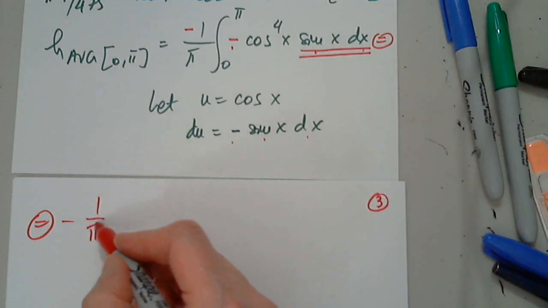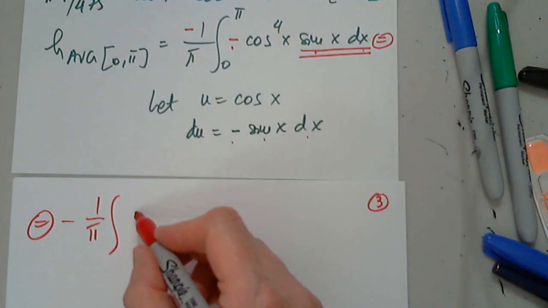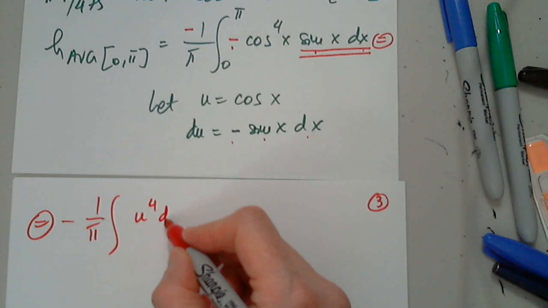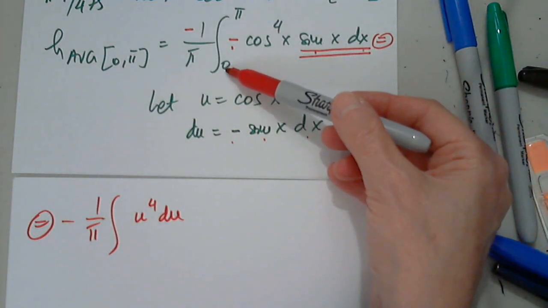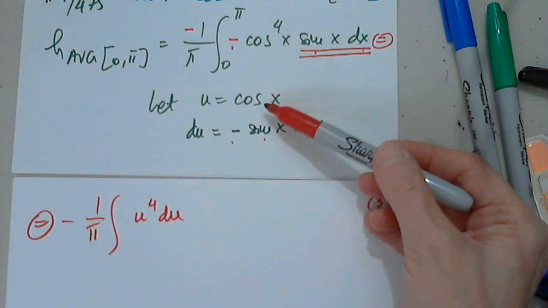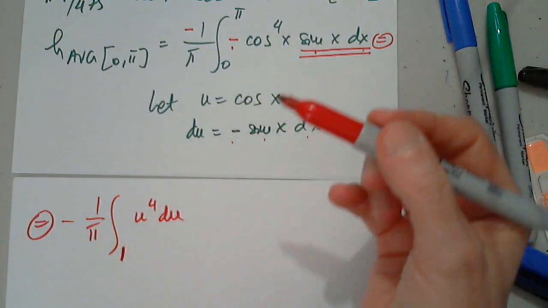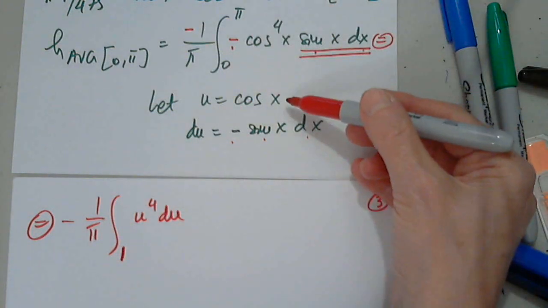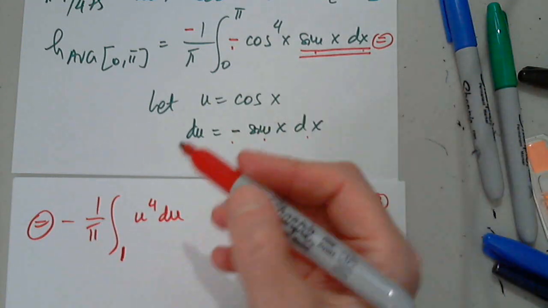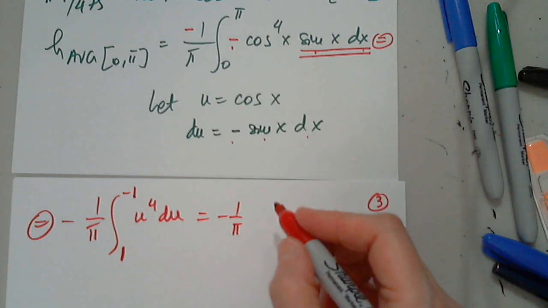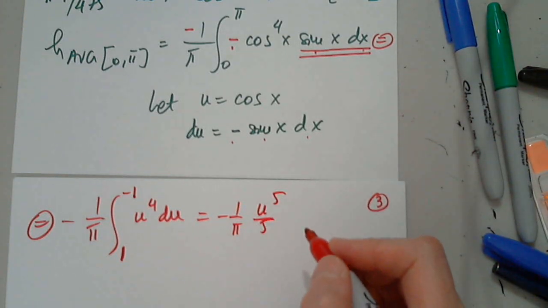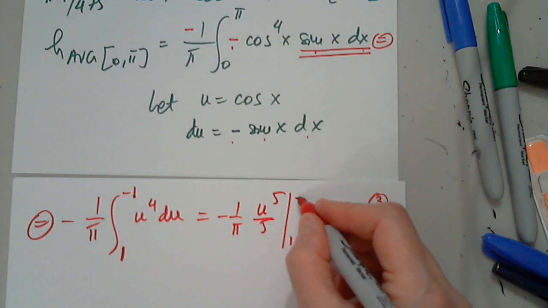We'll have -1 over pi, u to the fourth, du. When the lower limit for x is 0, cosine 0 is 1. When the upper limit for x is pi, cosine pi is -1. So therefore, -1 over pi, u to the fifth over 5, from 1 to -1.